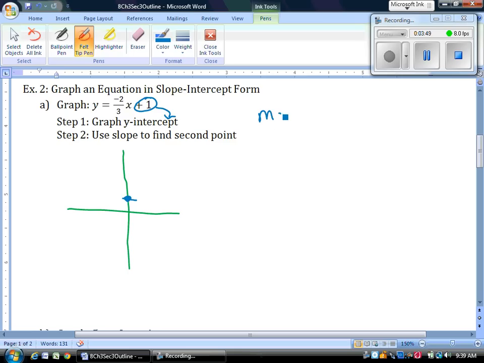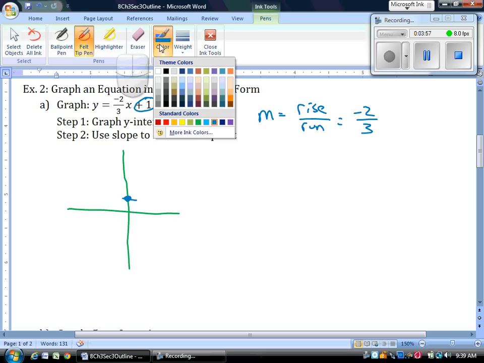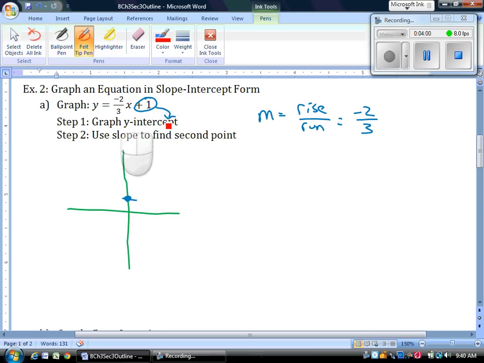Remember, slope can be written as rise over run. And so I have negative 2 over 3. That tells me that the rise is negative 2, which means I'm going to go down 2. And the run is a positive 3, so I go to the right 3. And then I end up with a line that looks like this. That is all graphing is. Plot your y-intercept, then use the slope from that y-intercept to go up, down, left, and right.